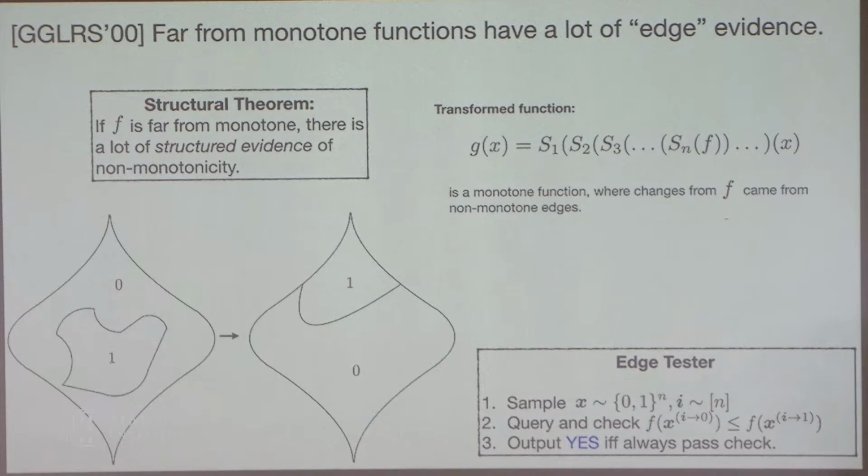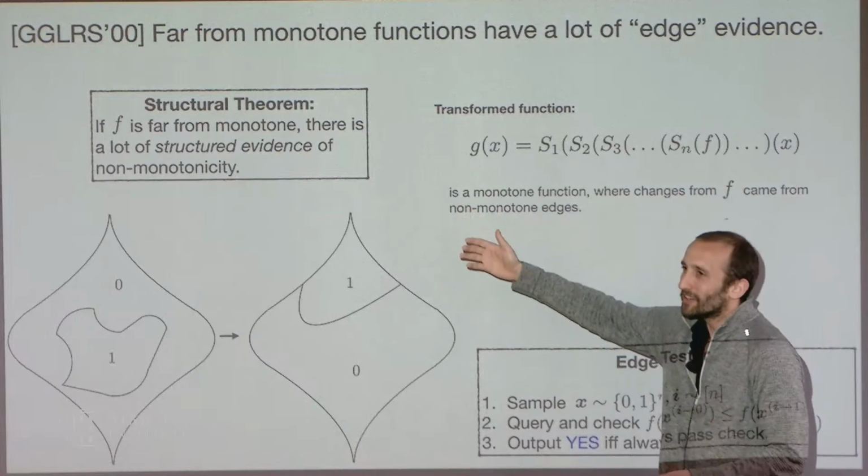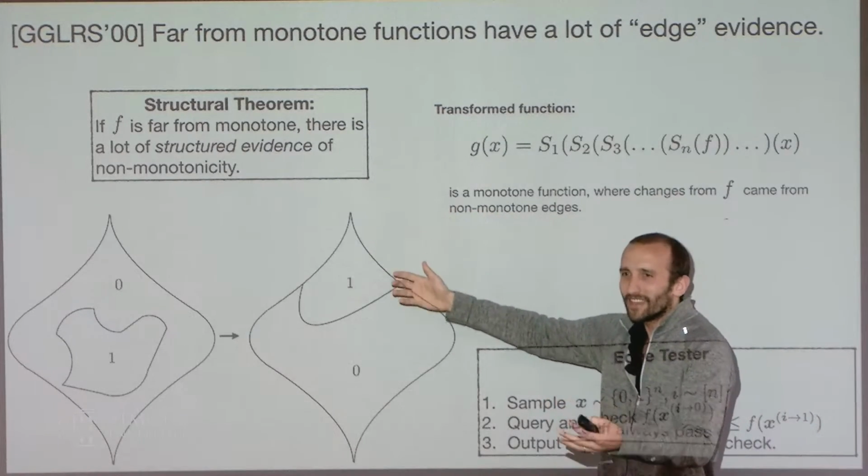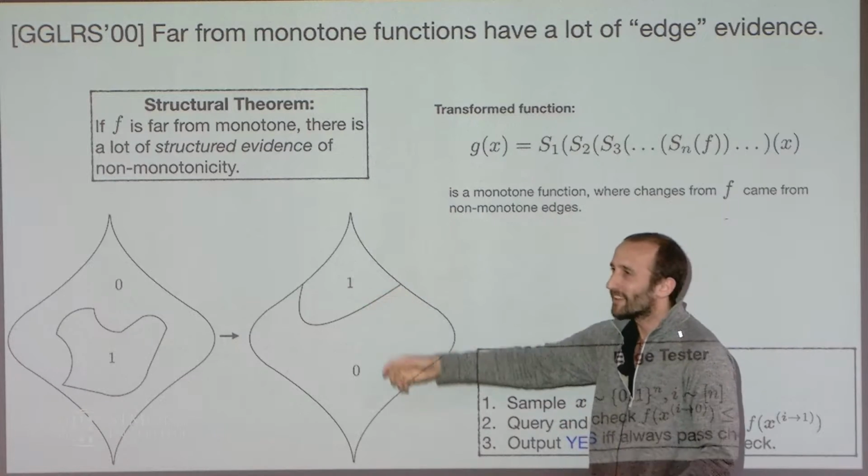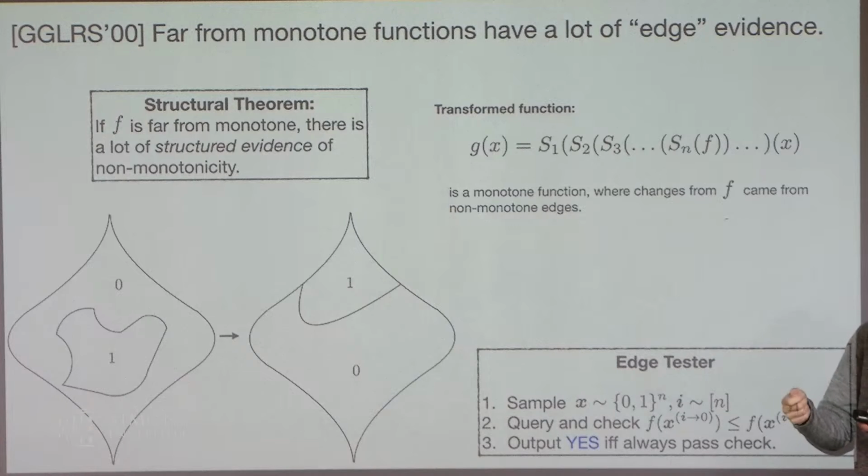Okay. The structure of the proof of Goldreich, Goldwasser, Lehman, Ron, and Samorodnitsky has some resemblance to this idea of getting your hands on a close monotone function. And in some sense, they prove a structural theorem that says that if your function is far from monotone, there has to be sufficiently structured evidence in the form of these edges which witness that your function is not monotone. Okay, so there's going to be many such pairs, x and i, such that that flip is going to catch your non-monotonicity. And the way that they do it is by actually also defining an algorithm that takes your arbitrary function and finds a close-by monotone function. Okay, this is this transformation.